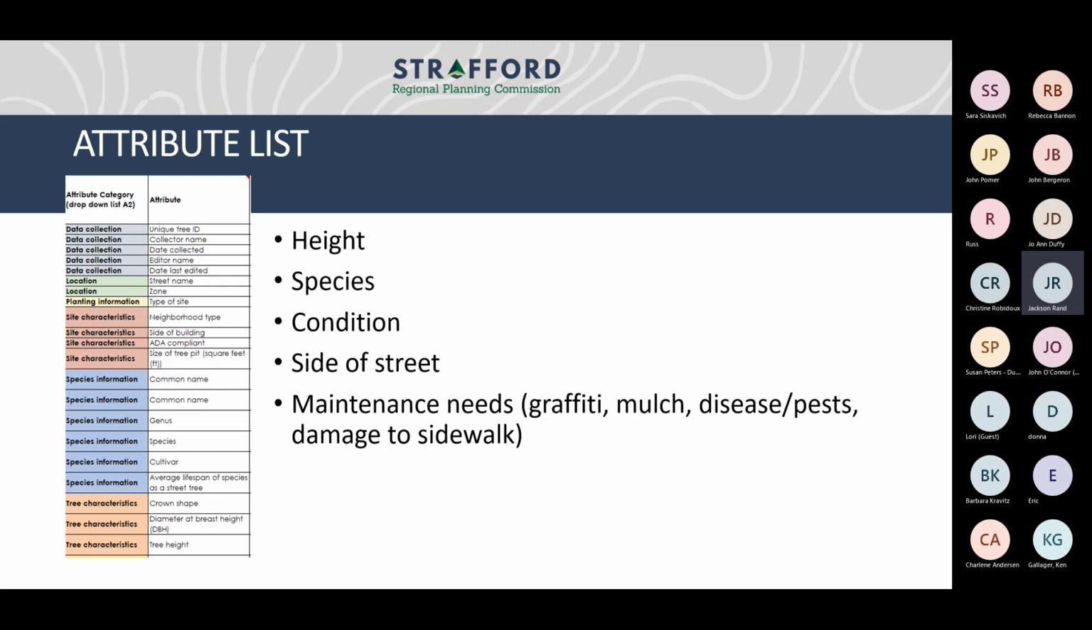We also looked at a variety of maintenance needs, such as, is there graffiti on the tree? Has the tree been damaged? What is the condition of the mulch below the tree? Is the tree showing signs of disease or pests? And is the tree growing into the sidewalk or causing any transportation issues in the area?